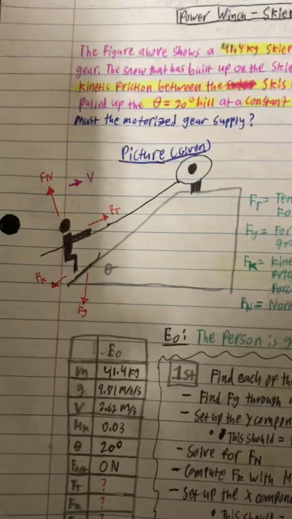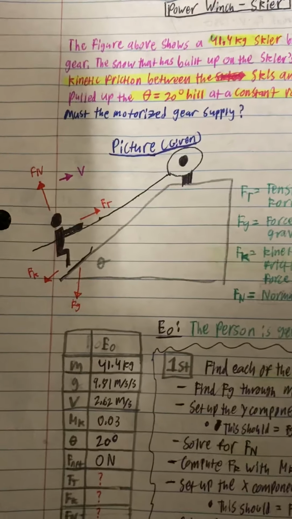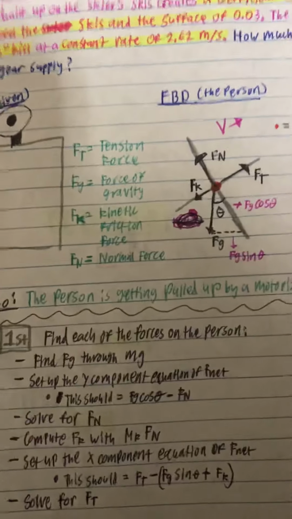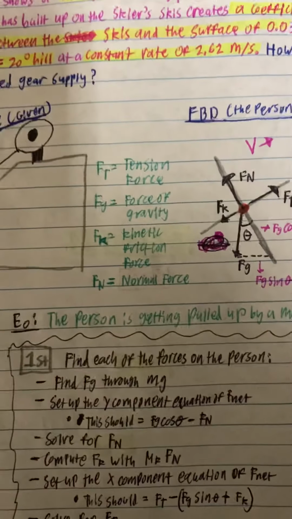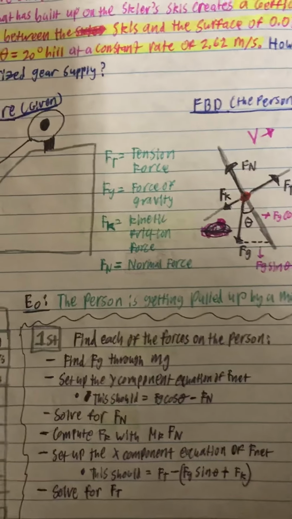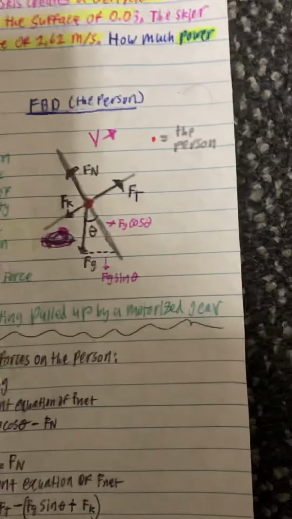All right, and this is at a constant velocity, so I labeled that too. If you're wondering what these mean, Ft is basically the tension force, Fg is the force of gravity, Fk is the kinetic friction force, and Fn is the normal force.